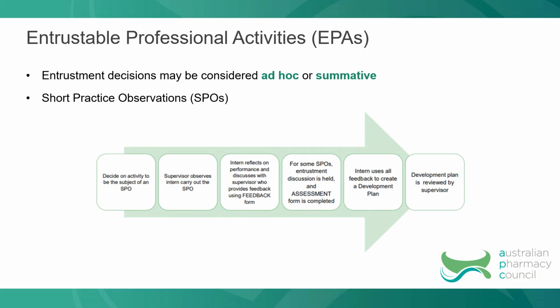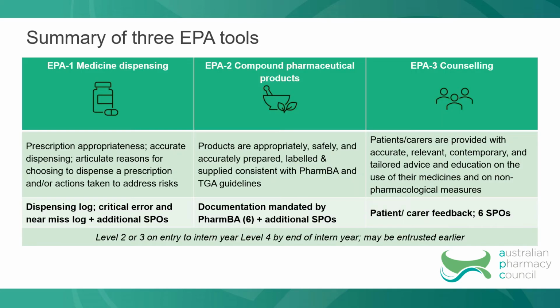The suite of tools covers a framework for formalising the process of entrustment decision making for 3 key tasks: medicine dispensing, compounding, and patient counselling. Here is an overview of the 3 EPA tools. The first row in the table offers a brief description of the activity, while the second row outlines the key information sources that preceptors can use to assess interns' progress and ultimately ground a summative entrustment decision.